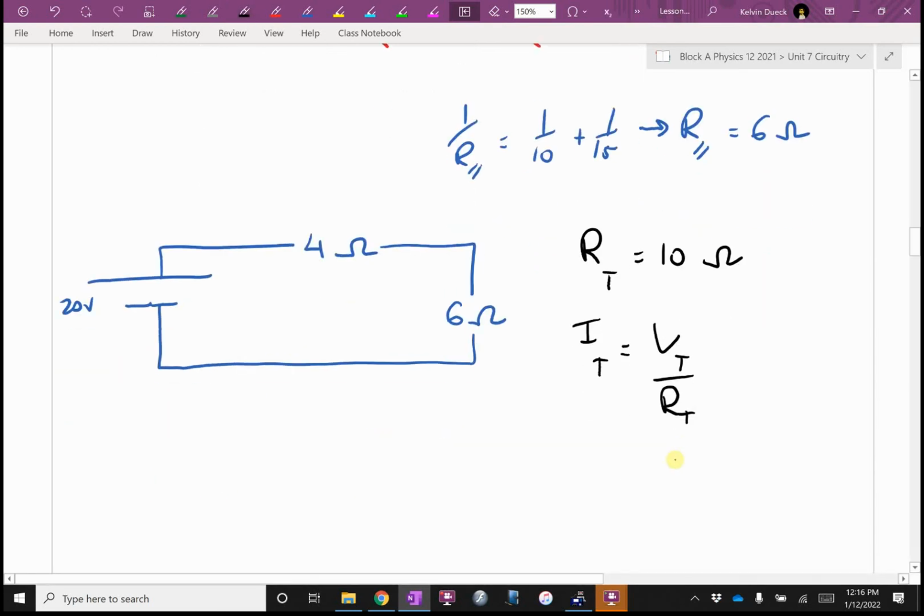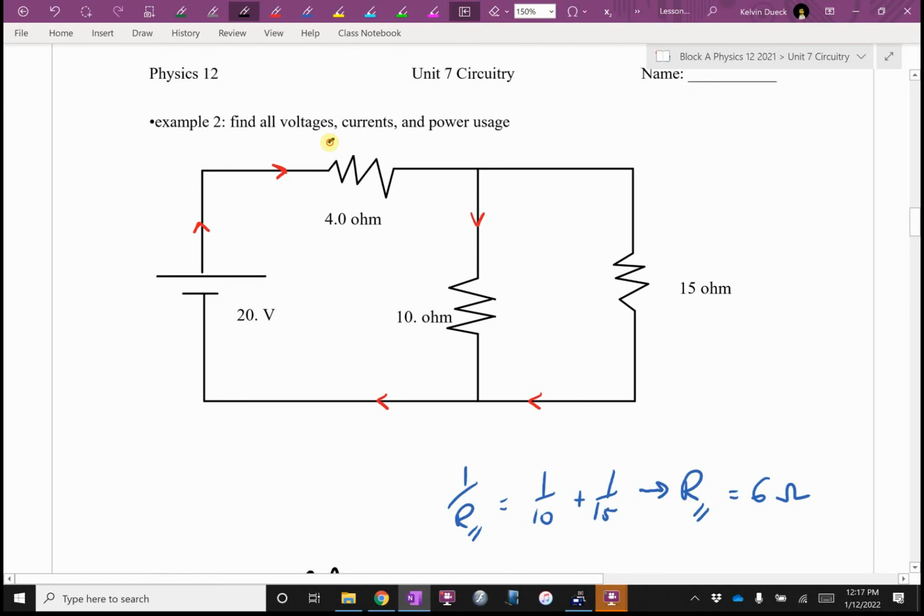What's the total voltage of this circuit? It's the battery. What's the total voltage of this circuit? 20? What's the total resistance? 10? What's I total? This question's going to fall apart. I'm going to label I total on both of my diagrams, the original one, Allie, and my sketch. That's 2 amps. And up here, that's 2 amps.